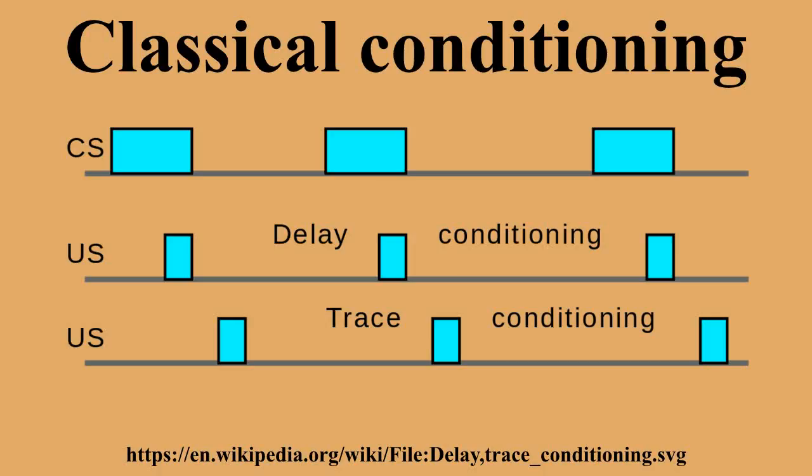Phase 3, summation test for conditioned inhibition. The CS minus from Phase 2 is presented together with a new CS plus that was conditioned as in Phase 1. Conditioned inhibition is found if the response is less to the CS plus CS minus pair than it is to the CS plus alone.